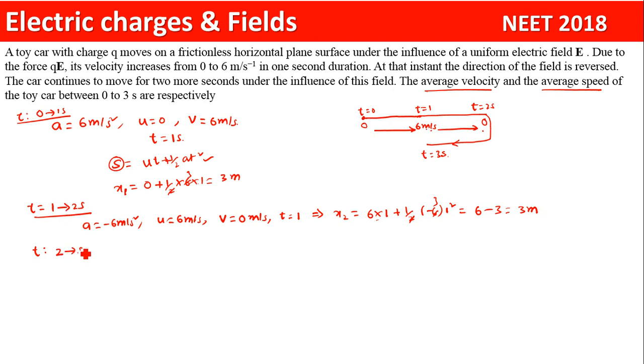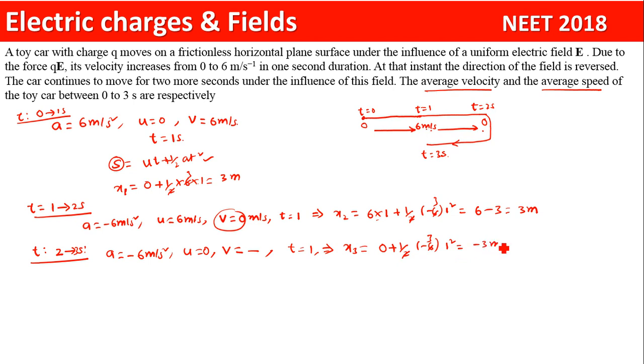Now from t is equal to 2 to 3 seconds, what will be the distance? Let us find out. Acceleration is again minus 6 meter per second square, and the final velocity from the previous interval becomes the initial velocity for this case. Final velocity we don't need, and time duration is again 1 second. Now let us apply the same formula, s is equal to ut plus half at square. You will get x3 is equal to ut, u is 0, plus half, acceleration is minus 6 and time is 1 second square. So it is nothing but minus 3 meters is the displacement.